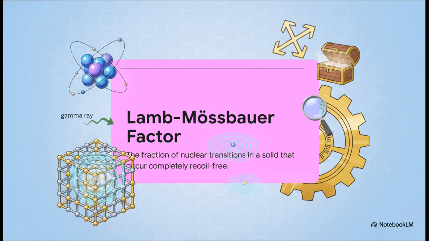So the crucial takeaway here is this recoil-free fraction, officially known as the Lamb-Mössbauer factor. Think of it as the elegant cheat code that makes observing nuclear resonance even possible. Because the momentum is absorbed by the massive solid as a whole, practically no energy is lost. The emitted gamma ray maintains its exact transition energy.